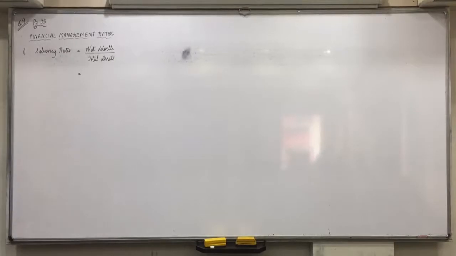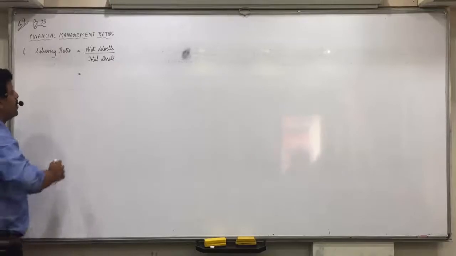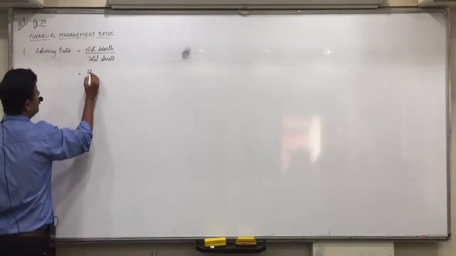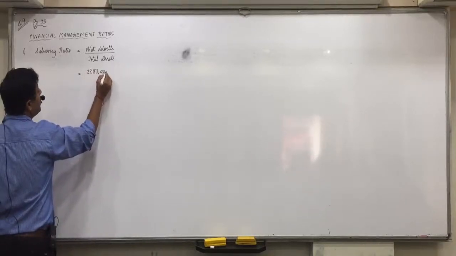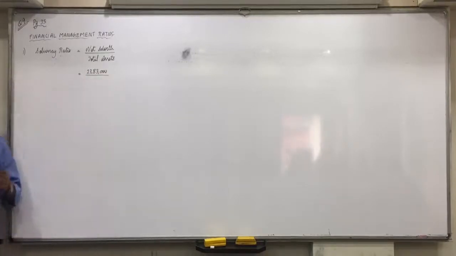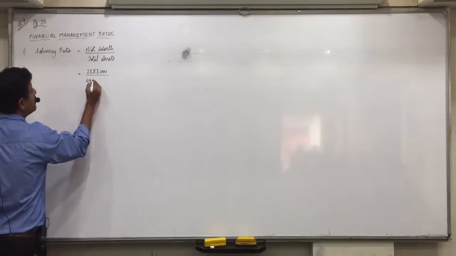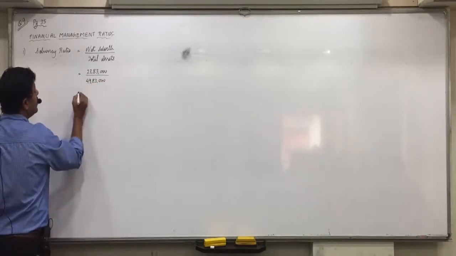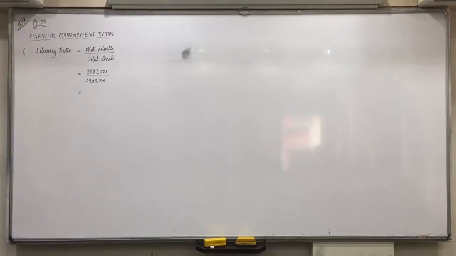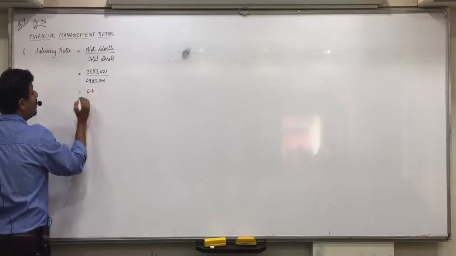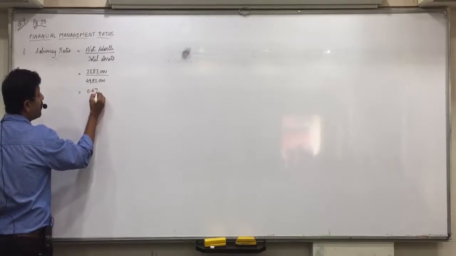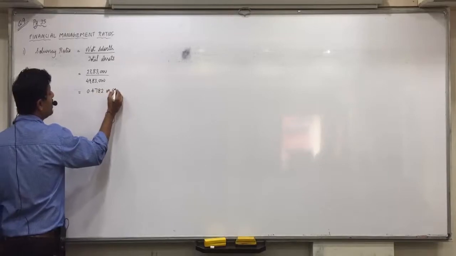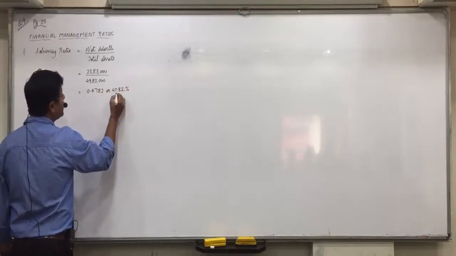See in yesterday's question, what did we get as net worth? All of you check it on the liability side. 23,83,000. Do you all find it in yesterday's solution? And what was the total of assets? 49,83,000. So the ratio is 0.4782, tell me 4 decimals, or you can say 47.82%.